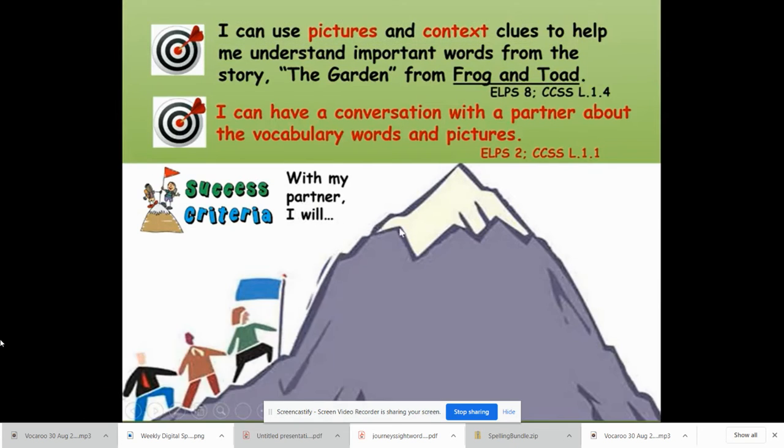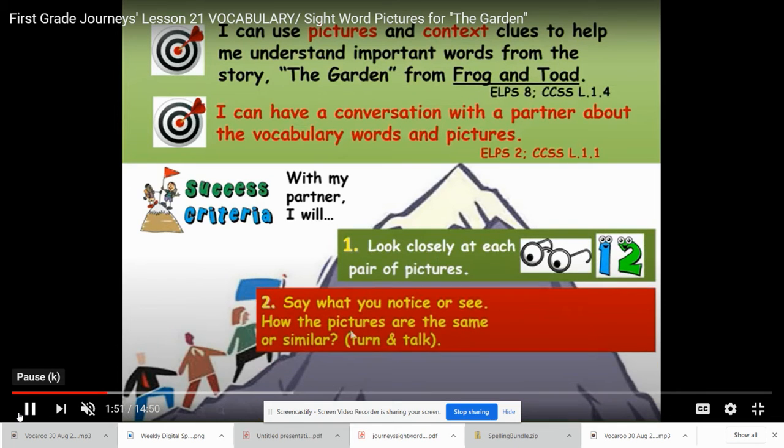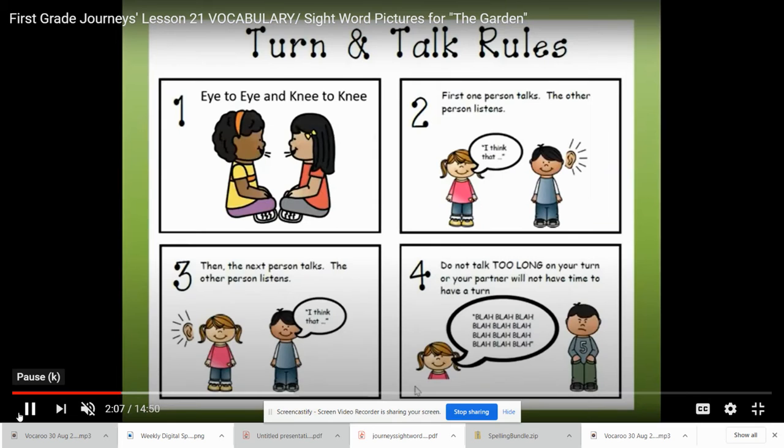Well, with my partner, I will, number one, look closely at each pair of pictures. Number two, you're going to say what you notice or see. How are the pictures the same or similar? And number three, you're going to read each word and its definition. You may be doing this by yourself, okay?